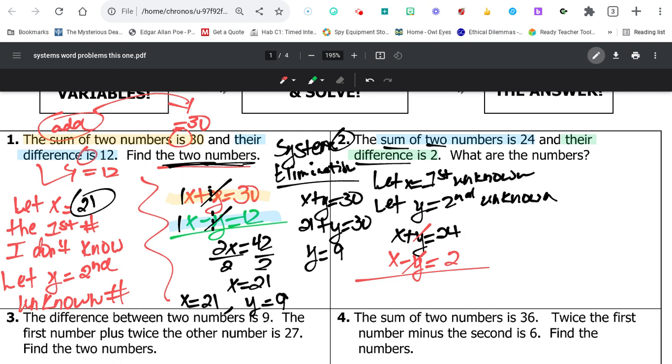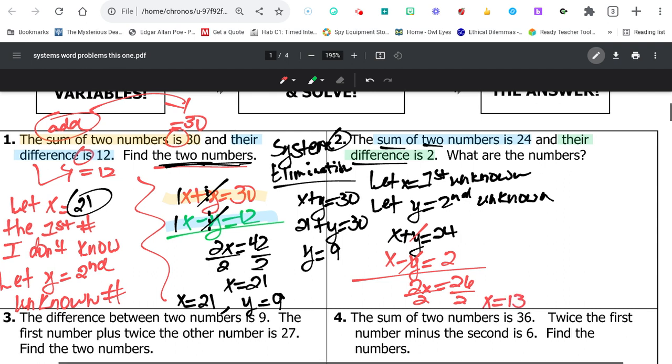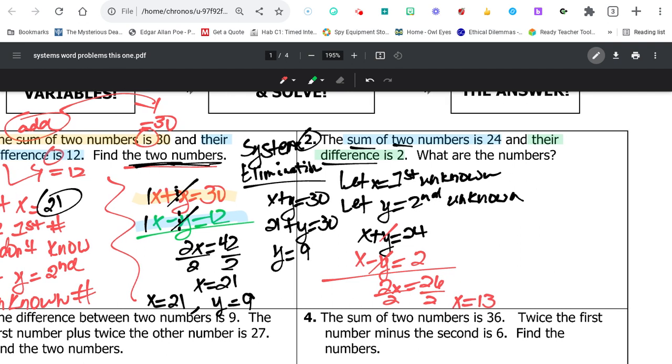These are already opposite, so I end up with 2x equals 26. And when I divide both sides by 2, I get an x of 13. So one number is 13. Take either one of those equations. I'm going to take the top one again. You could have chosen the bottom one. I don't care. Change x to 13. So 13 plus y equals 24. And when I subtract 13 from both sides, I get a y of 9, guys.